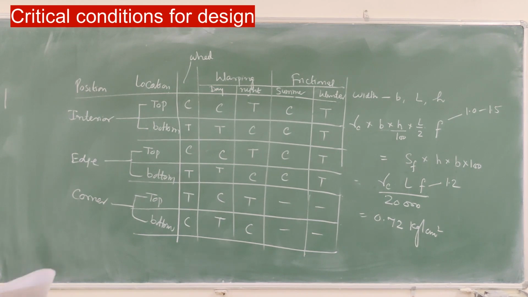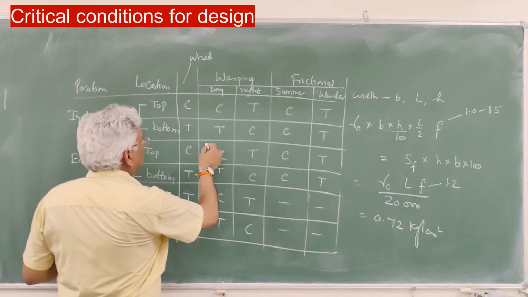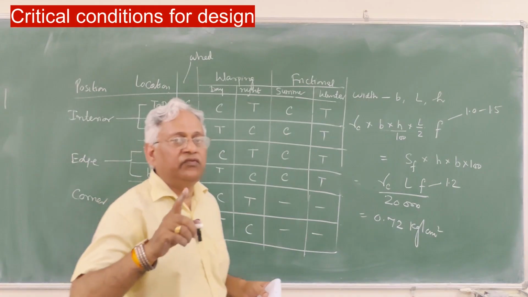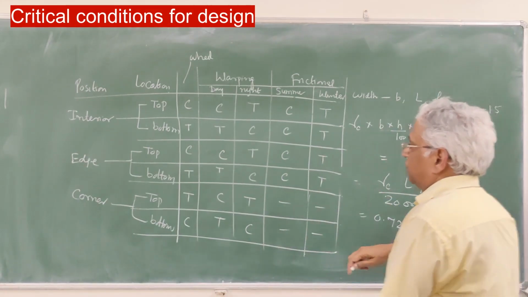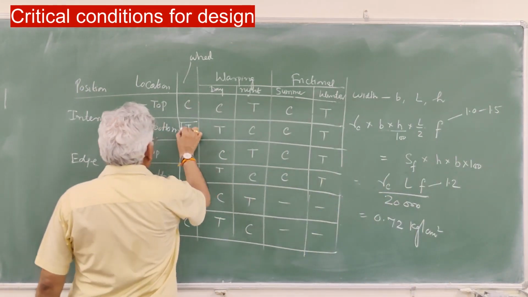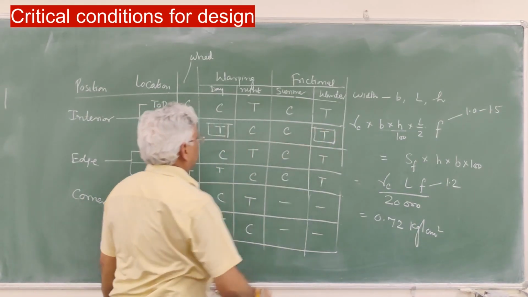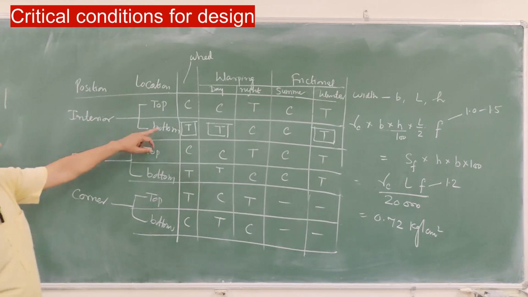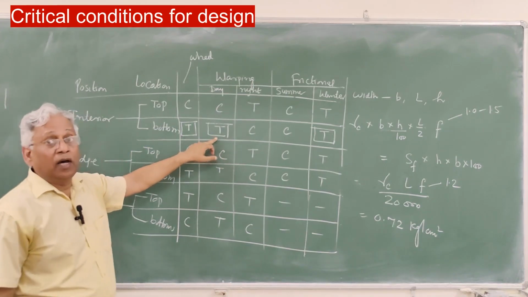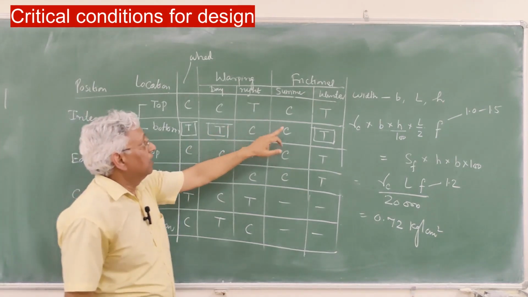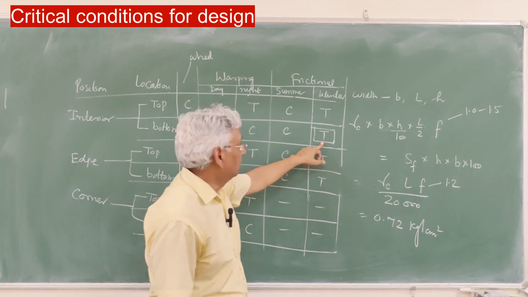Now here you can see what are the critical conditions. Because concrete is always weak in tension, we should consider what are the critical conditions for tensile stress. Critical condition is here T, T and T. One condition: tensile force because of wheel load at the bottom, tensile force because of warping during daytime, and tensile force because of frictional resistance in the winter season.